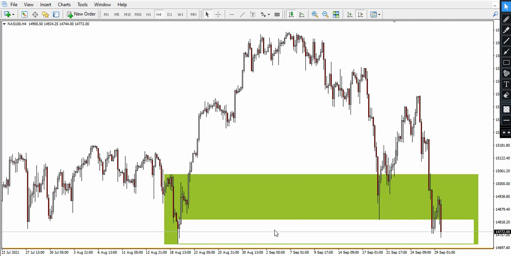So price came. Look how price came to respect our order block. With this wick here, just one touch and then it shot up. This is a lot of money, guys. You should have made a lot of money if you were focusing on this. Remember, this is H4, so the move from down here to up here is a lot of money.